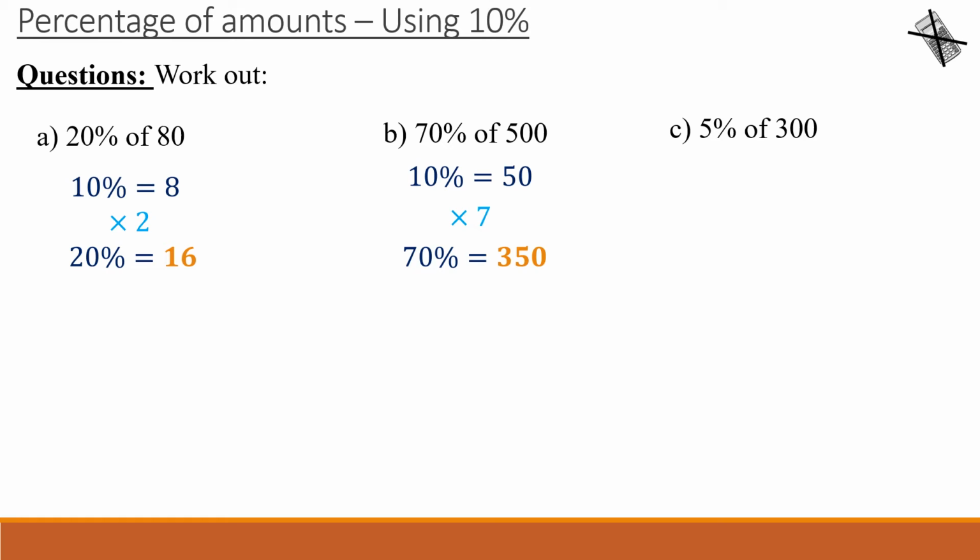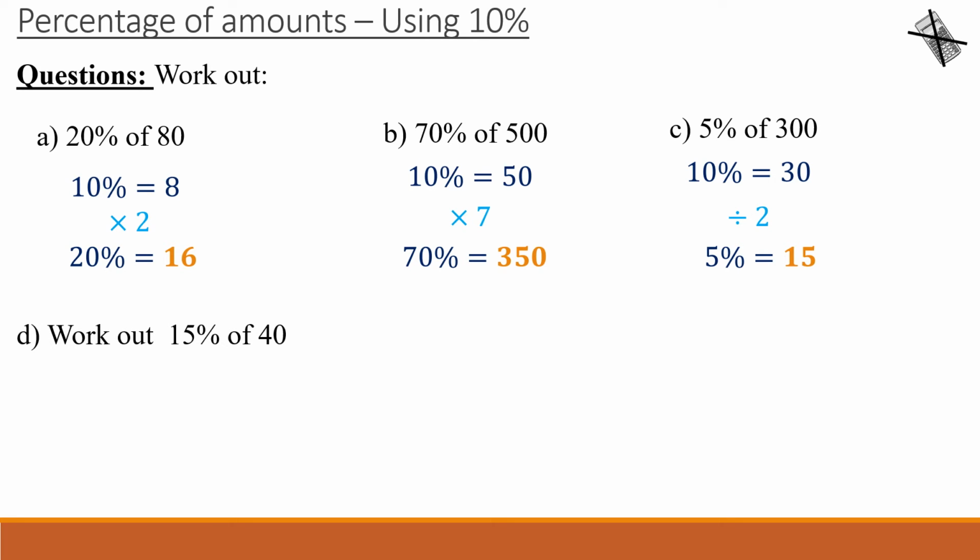On C, I first did need to work out 10% to allow me to do 5%. So 10% of 300 is going to be 30. Again, I've divided it by 10. And now I've got 10%, I have to halve this to work out 5%. So I'm going to divide the 10 by 2 and the 30 by 2. So 5% is 15.